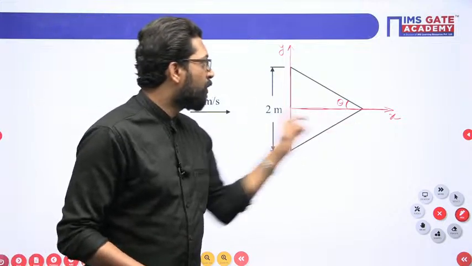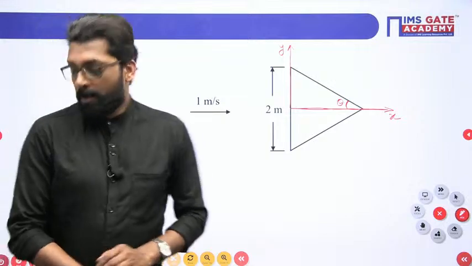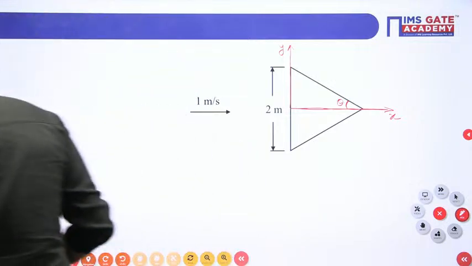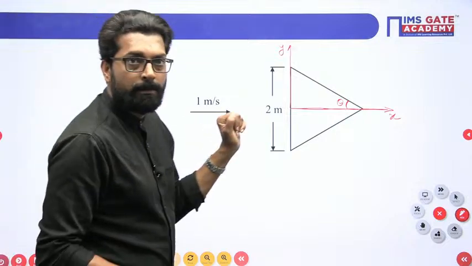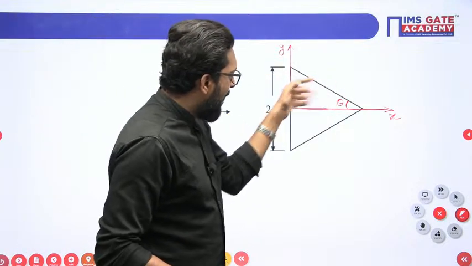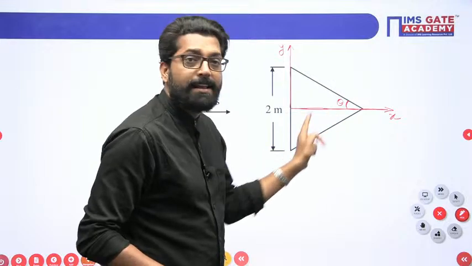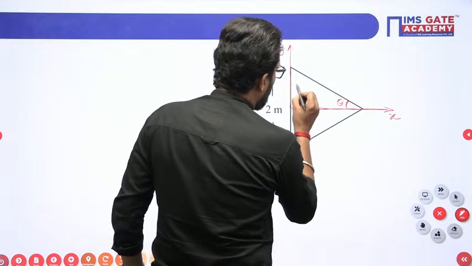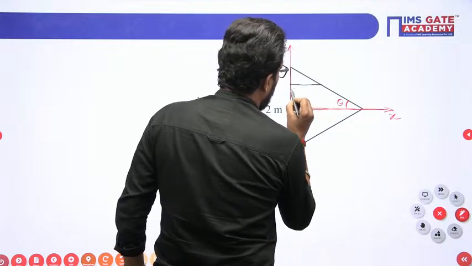Maximum length of this plate. So, if you find the drag, the area is continuously varying, yes or not? Let's suppose you take this strip here, an elemental strip.